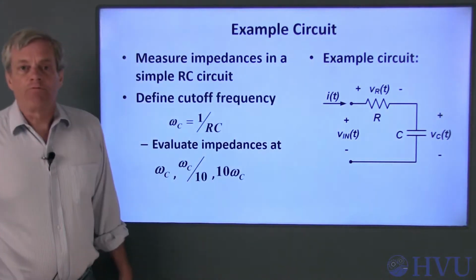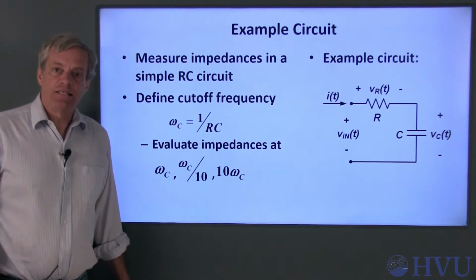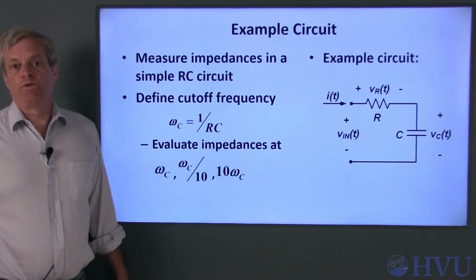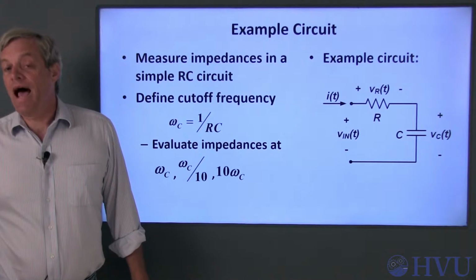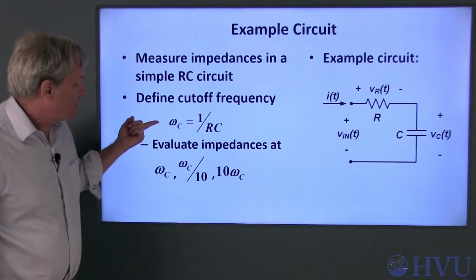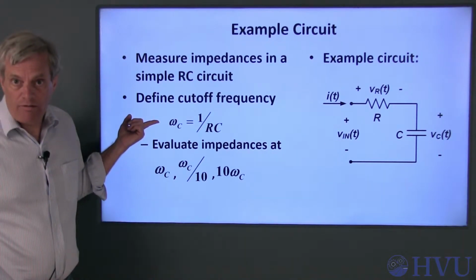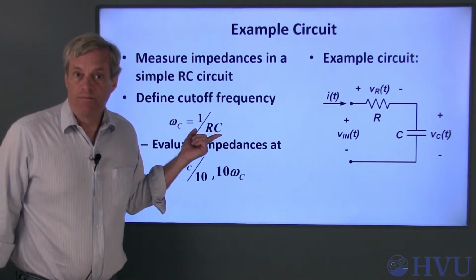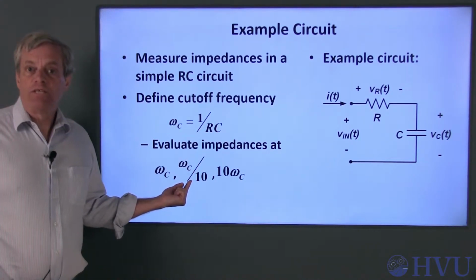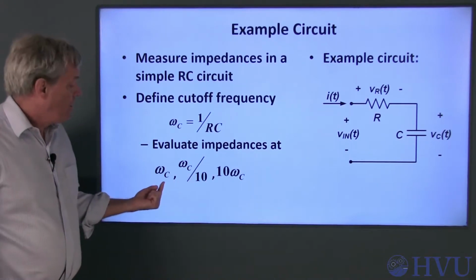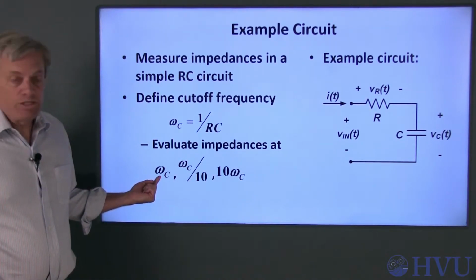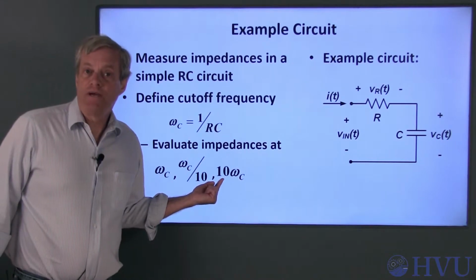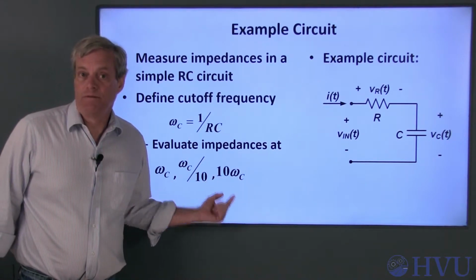To see the effect of frequency changes on the impedances in the circuit, we'll apply sinusoidal voltages with low, medium, and high frequencies. Omega sub c, also known as the cutoff frequency, equals 1 over the product of the resistance and the capacitance. We'll use omega sub c over 10 as our low frequency, omega sub c as our medium frequency, and 10 times omega sub c as our high frequency.